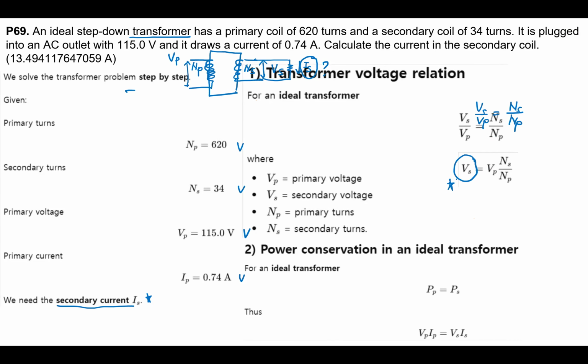Once we get VS, we also have another important formula, power conservation. VP IP is the power at the primary coil, and VS IS is the power at the secondary coil. Now we know VP and IP, and from this we get VS. And then we can find the unknown IS.